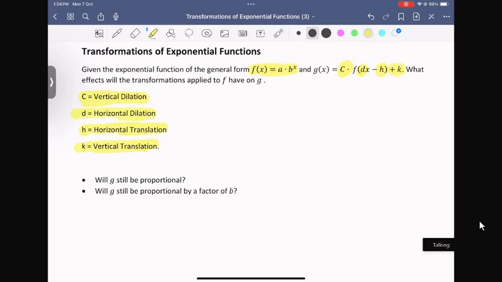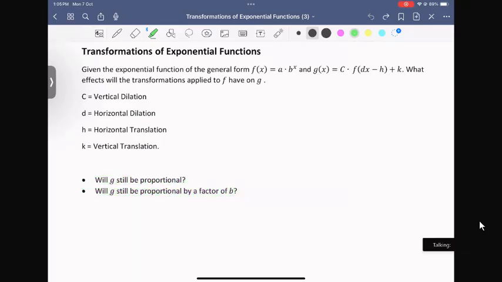The question we're asking ourselves today is, of those different transformations, which ones will have the effect of creating a g which is still proportional? Remember that f is proportional for all x. Will g be proportional, and will it still be proportional by the factor of b? That's our investigation we're looking at.